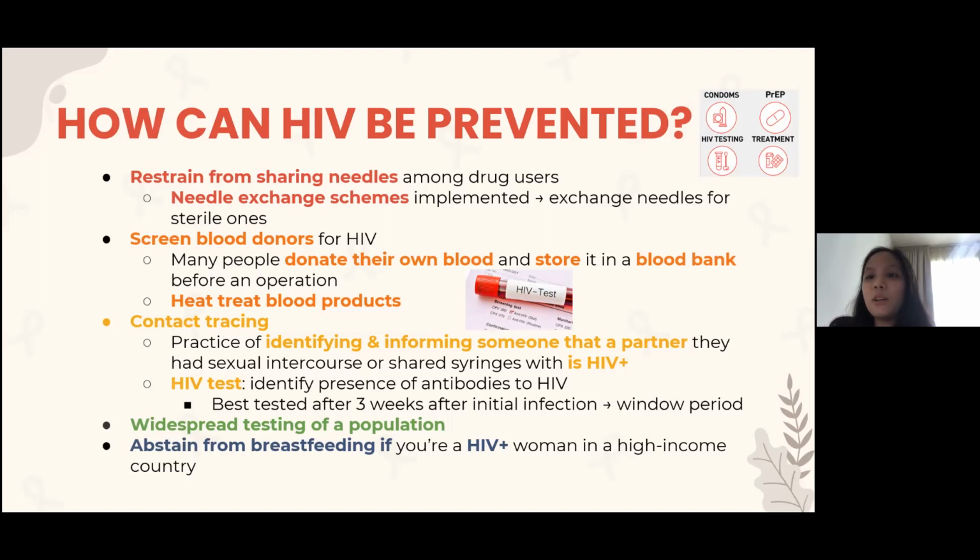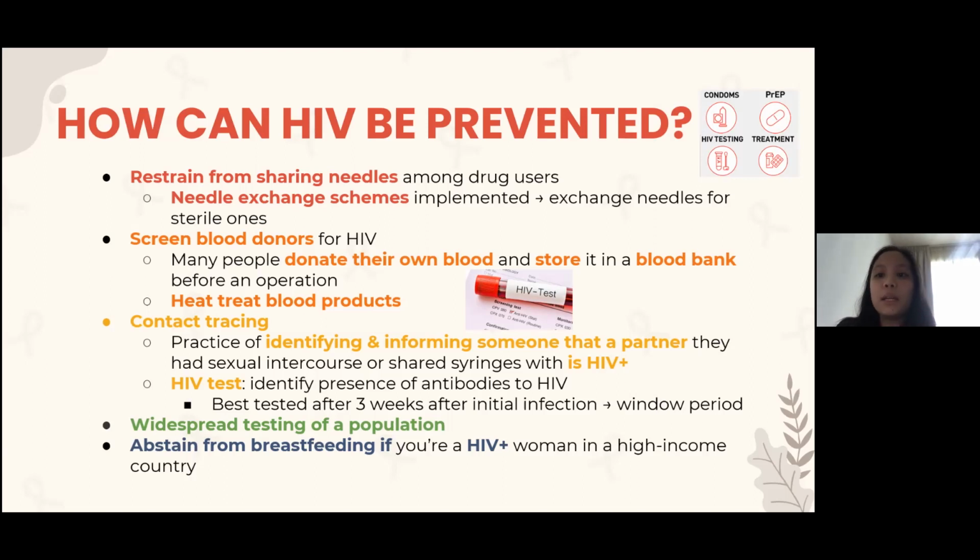Contact tracing is the practice of identifying and informing someone that a partner they had sexual intercourse with or shared syringes with is HIV positive. So they will get them to take the HIV test to identify the presence of antibodies to HIV. The HIV test is best tested after 3 weeks after initial infection because there's a window period whereby you haven't produced antibodies against this virus yet. So it's very difficult to get a more accurate result. It's best to be tested after 3 weeks.